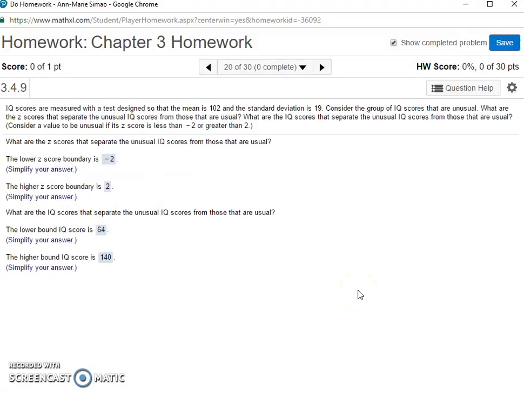This question is asking about IQ scores measured with a test designed so the mean is 102 and the standard deviation is 19. Consider the group of IQ scores that are unusual. What are the z-scores that separate the IQ scores that are usual? The lower z-score boundary is going to be -2. The higher z-score boundary is going to be +2. Remember, anything lower than -2, 2 standard deviations below, or higher than +2, 2 standard deviations above, would be considered unusual.